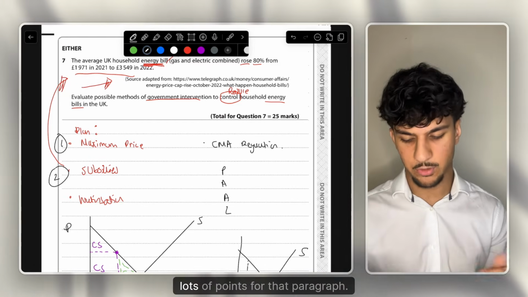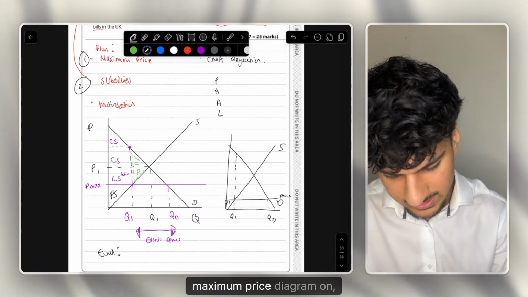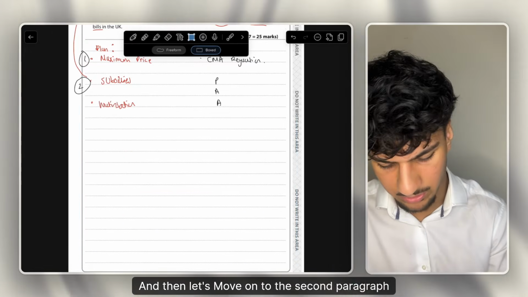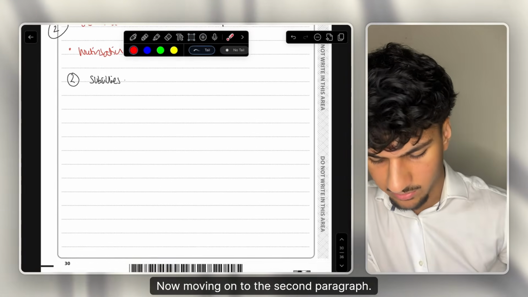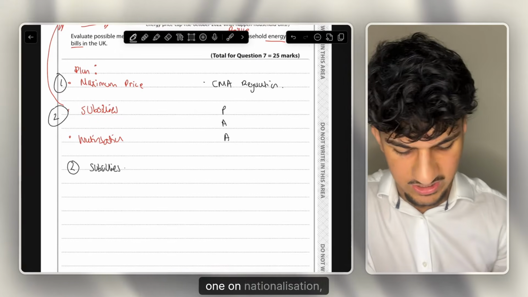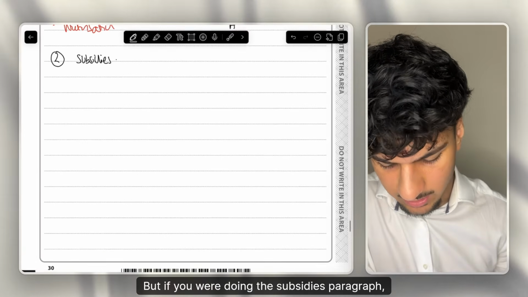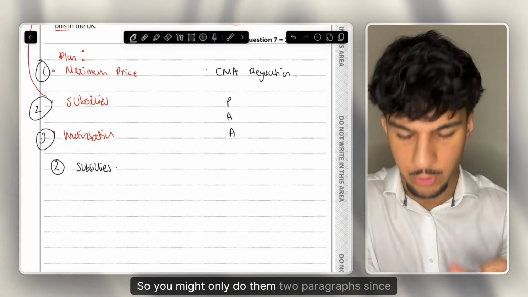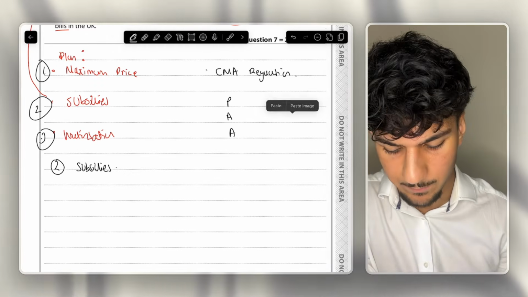But yeah, like I always say, lots of points for that paragraph, but that is a brief summary on how I would do the maximum price paragraph. And then let's move on to the second paragraph, which of course would be the subsidies paragraph. Now, like I said, you can do a paragraph on maximum prices, one on nationalisation, one on CMA regulation. But if you were doing the subsidies paragraph, you might pick subsidies and you might pick nationalisation. So you might only do those two paragraphs, since with maximum price and subsidies, a lot of the time you're going to be speaking about very similar things.